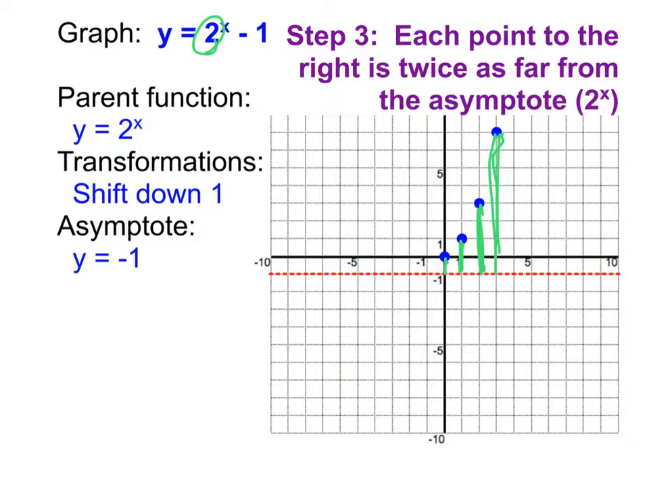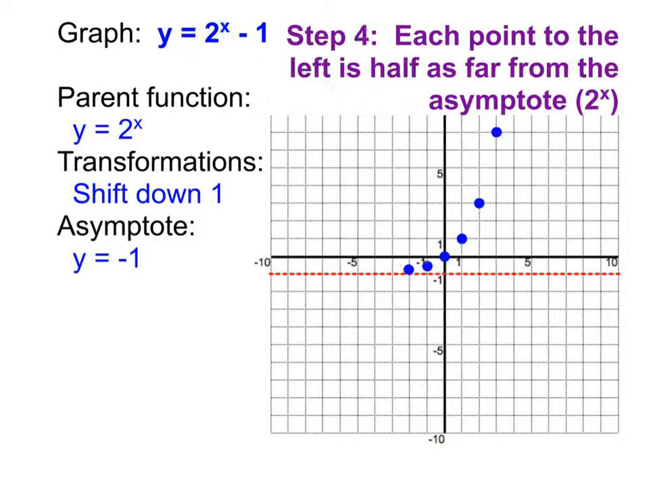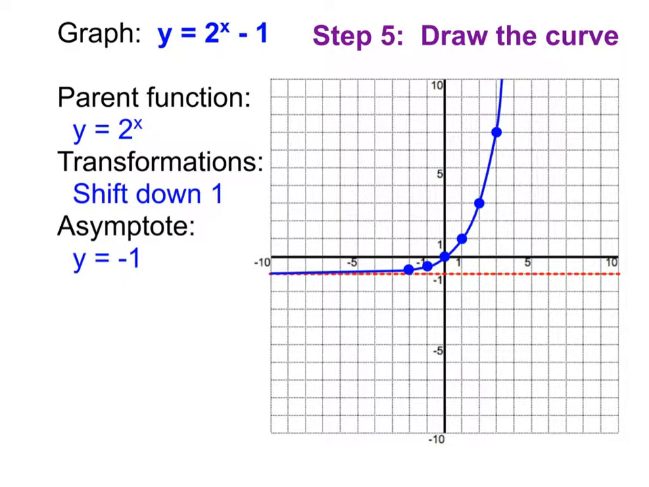All right, and when we go to the right, I'm multiplying by 2. So what do I do as I go to the left? Divide. We divide our heights by 2. And so I put a few points over there. Always put a few points on each side. Once we've drawn those points in, then you can go ahead and draw your curve. So that's our basic process for how we do it.